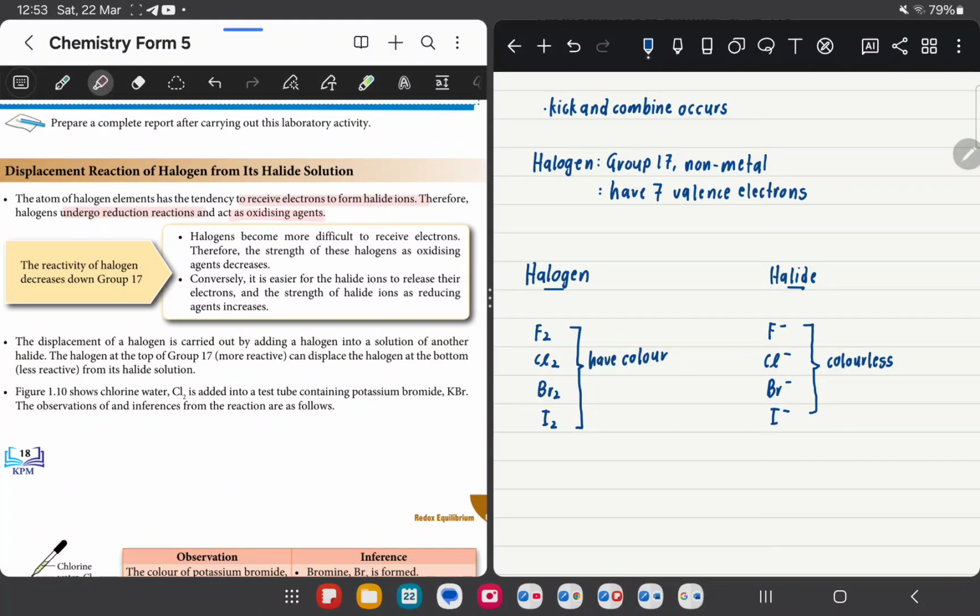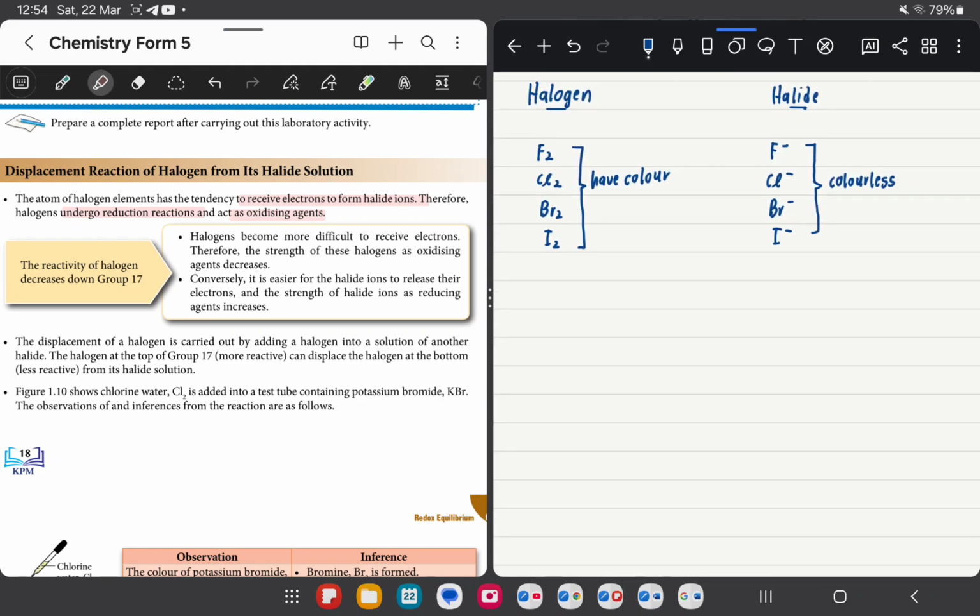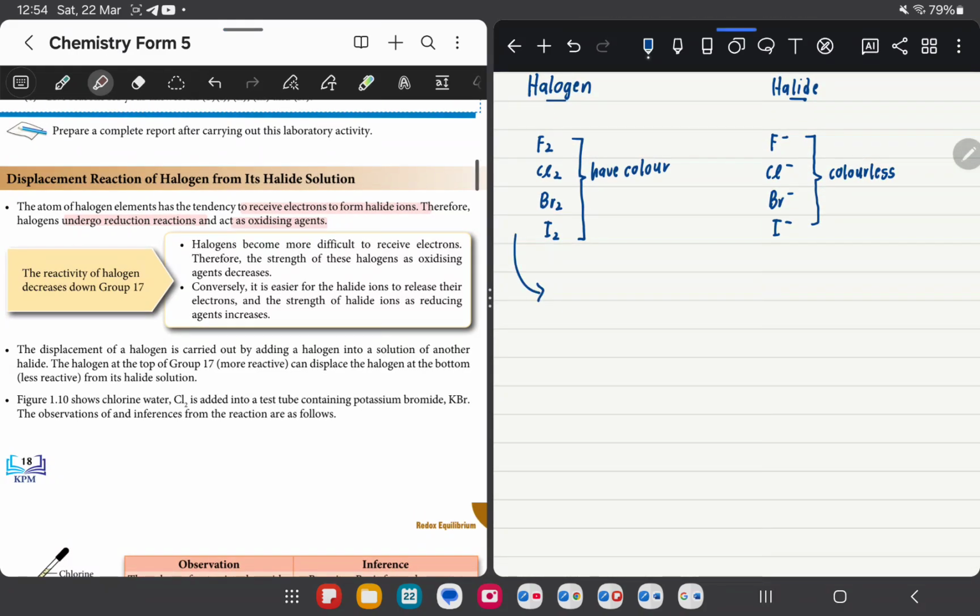Why reduction reaction and oxidizing agent? You know that your halogen will receive electrons. So oxidation and reduction, which one receives electrons? By this time you have mastered it. Yes, reduction only receives electrons. So if they undergo reduction process, then what agent? Oxidizing agent. So you must state them. Okay, I do the notes for you, you can copy out.